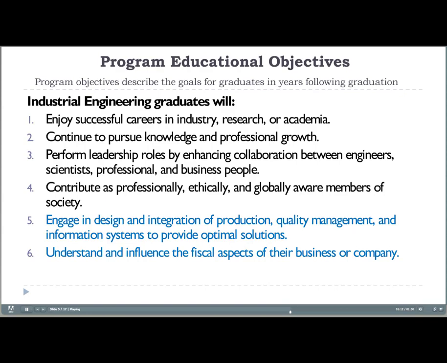Number 5 for IE, engage in design and integration of production, quality management, and information systems to provide optimal solutions. That covers a wide range of what makes industrial engineering unique and the systems approach. And then number 6, understand and influence the physical aspects of their business or company, which is very important for industrial engineers and is not mentioned specifically in the ABET A through K criteria.